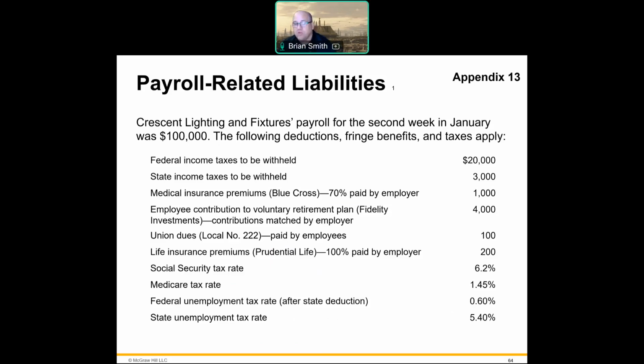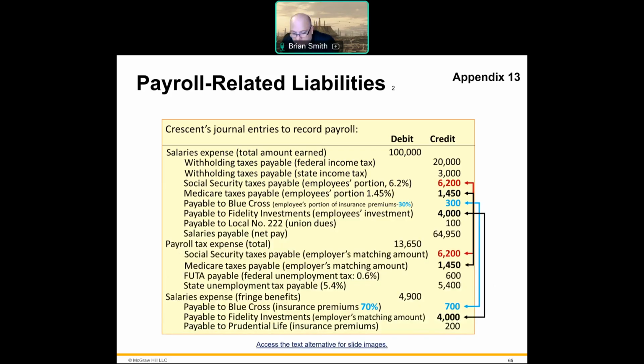Okay, here's the journal entry that it looks like. You can pause here and look at it as long as you want. But otherwise, that is our chapter 13.